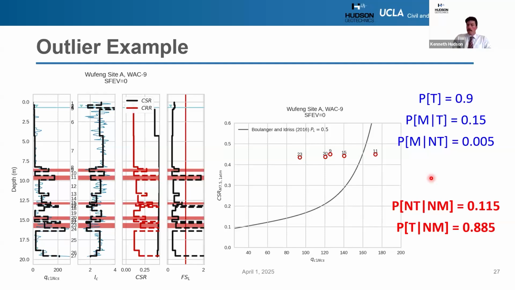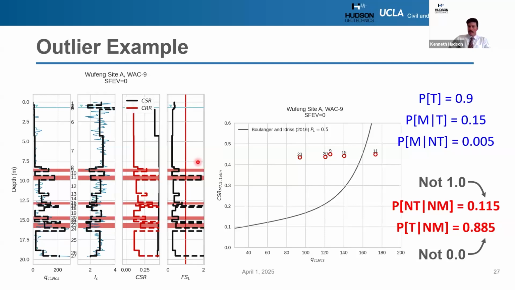And what we can do using this is we can calculate, using those equations, what our probability of triggering and not triggering these layers is, conditioned on the fact that we didn't observe manifestation at the ground surface here, right? NM for no manifestation. When we carry out that Bayesian equation, we actually predict almost a 90% probability of one of these layers triggering at depth, even though we didn't see surface manifestation. So that's how we set up our Bayesian framework.